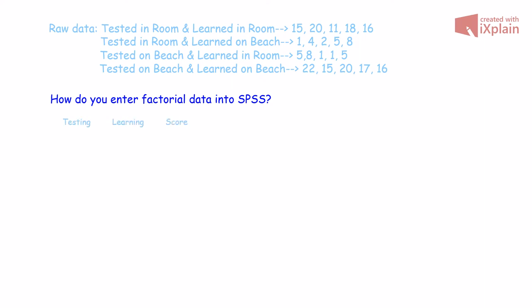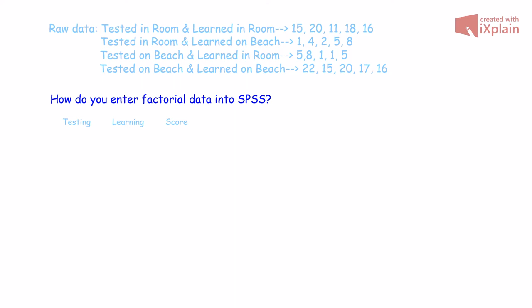You're going to have 3 columns of data in this situation. You're going to have one column for IV1. This is IV1. And then you're going to have one column for IV2. That's going to be IV2. And then you're going to have one column for the DV, or their score. How many things did they actually remember?